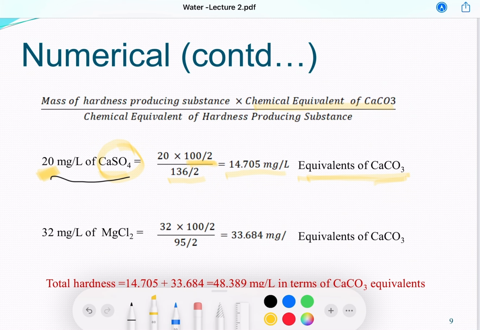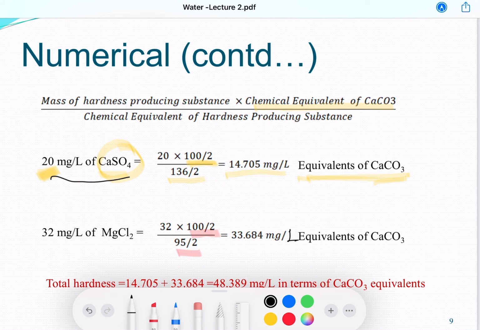So when it is magnesium chloride, it is 32 into 100 by 2 divided by 95 by 2. 95 by 2 is the equivalent weight of magnesium chloride, and when you solve it, you get 33.684 milligrams per liter in terms of equivalents of CaCO3. So total hardness will be, you add these two, 14.705 plus 33.684, that is 48.389 milligram per liter in terms of equivalents of CaCO3.